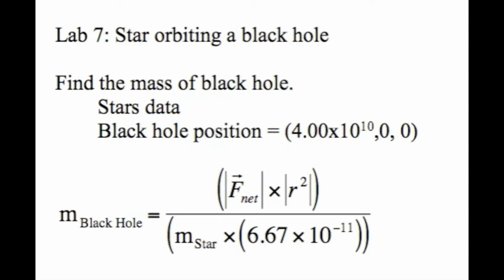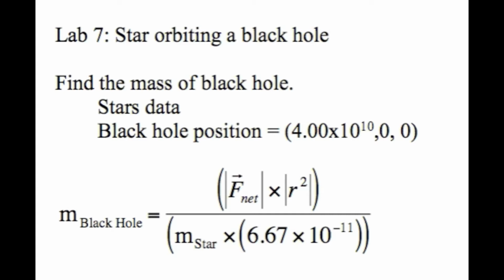Hello, this is Prescott Registers Lab 7 video lab report, which deals with a star orbiting a black hole. In this lab, we are asked to find the mass of this particular black hole from the star's mass and its positions around a small portion of its orbit. We are also given the black hole's initial position. By using the code from Lab 6, we can find this quite easily.